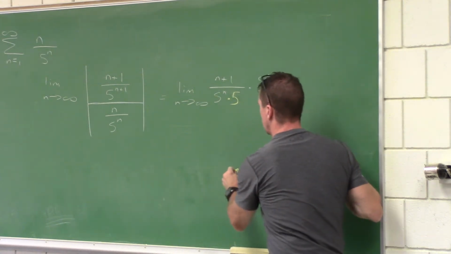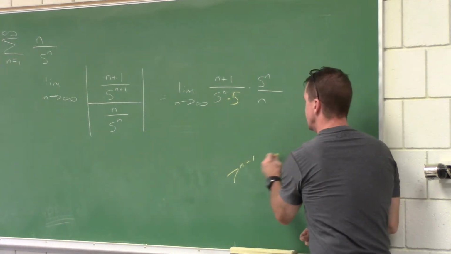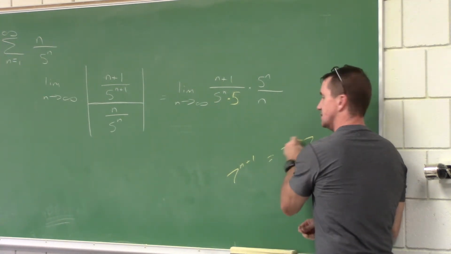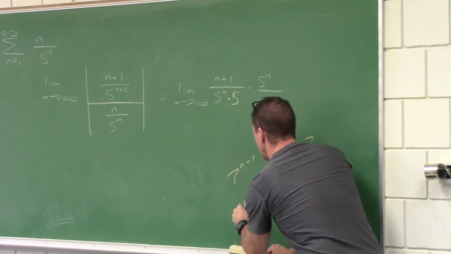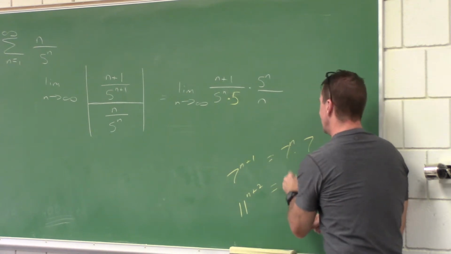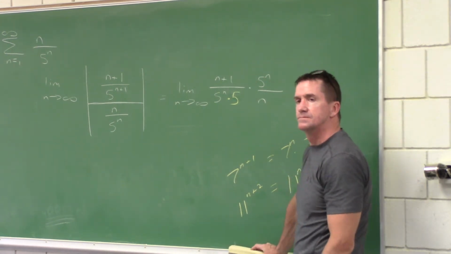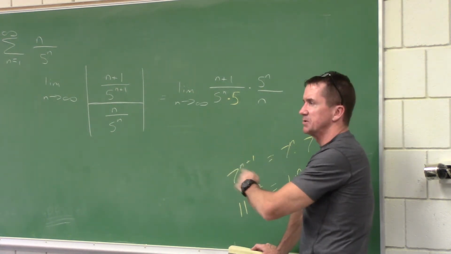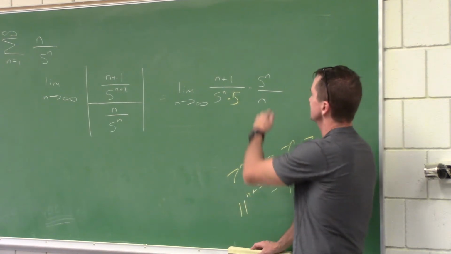How could you rewrite 7 to the n plus 1? That's 7 to the n times a 7. I think you got it. Let me try one more. How would you write 11 to the n plus 2? What would that be? 11 to the n times 11 squared. And if you're rusty on your old algebra, just put that in your notes. Hey, does anything cancel?